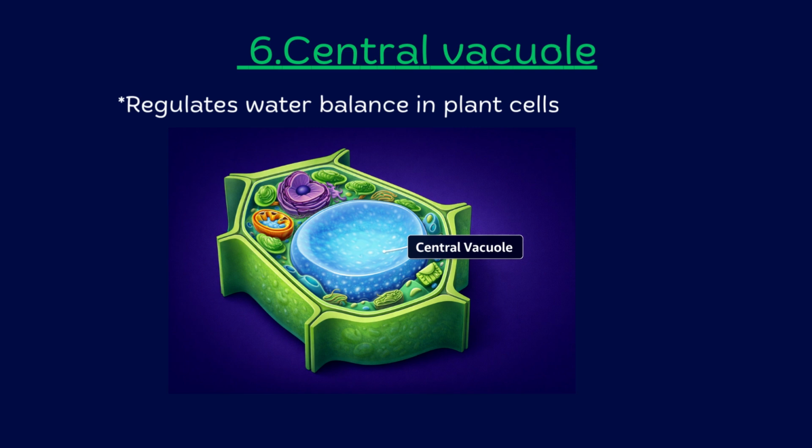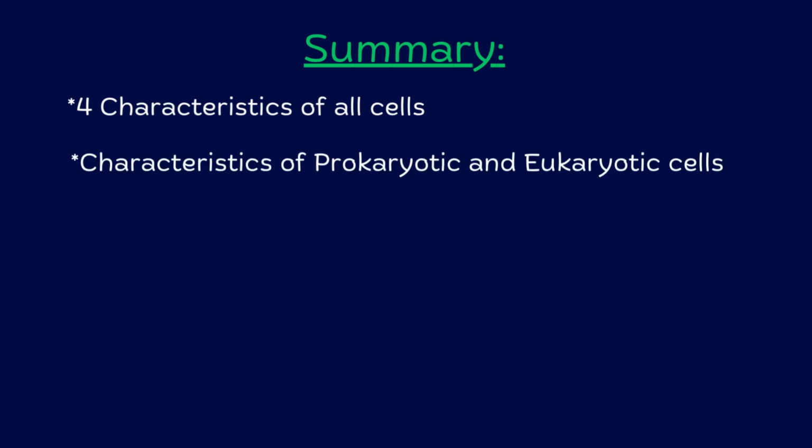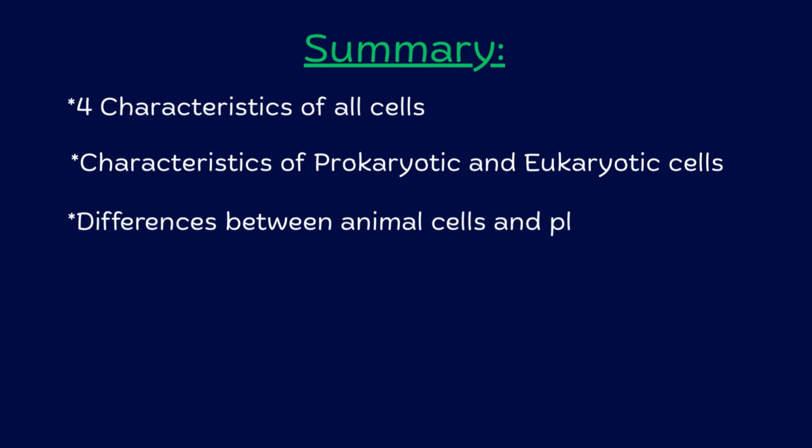Finally, the central vacuole helps regulate water balance in plant cells, allowing plants to survive environmental changes such as droughts or heavy rainfall. In summary, today, we have learnt the 4 characteristics of all cells, looked at characteristics of prokaryotic and eukaryotic cells, and lastly, the differences between animal cells and plant cells.